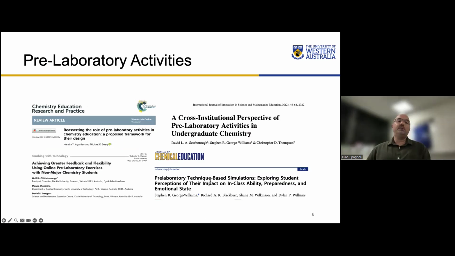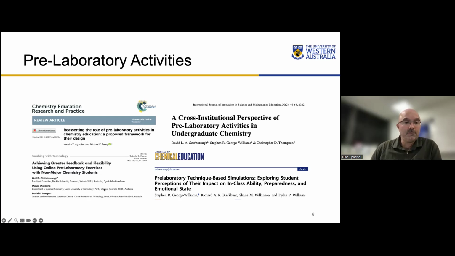The first part of the talk is about pre-laboratory activities, and there is a lot of literature out there about pre-laboratory activities. I've taken a sample of different screenshots of various articles that I have read, which really guided me in what I think is important when designing a pre-laboratory activity. There's a really good review article by Augustine and Siri that I really recommend, if you want to get a grip on what is required in pre-laboratory activities for chemistry education.